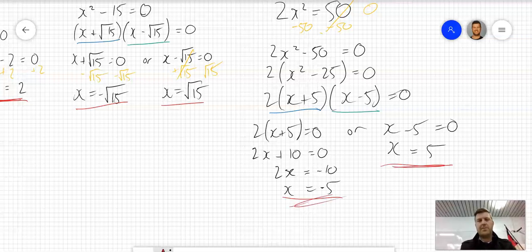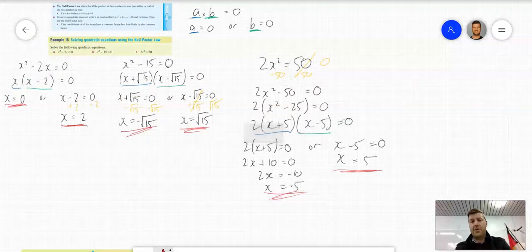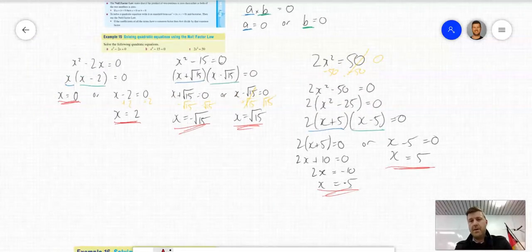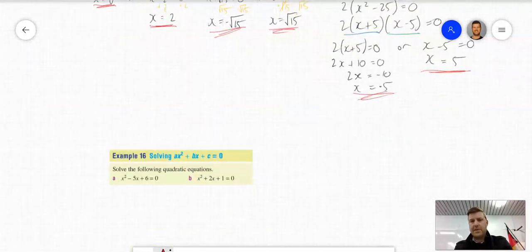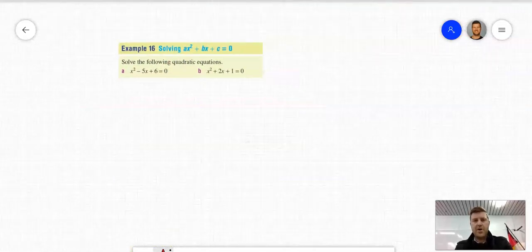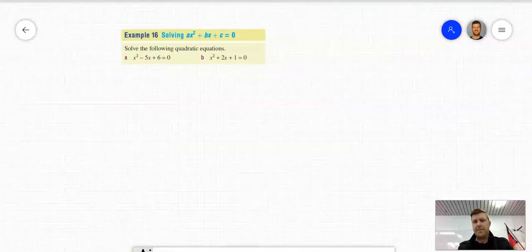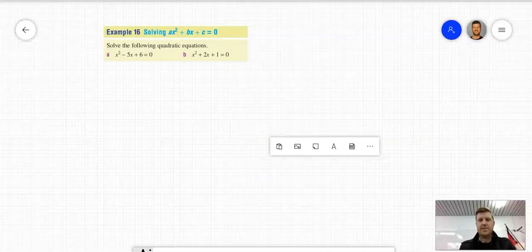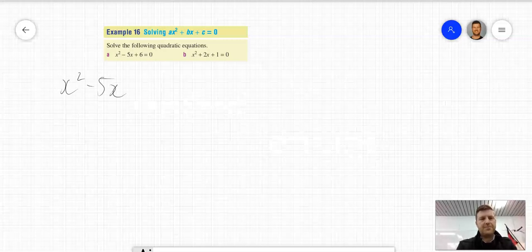In fact, the three examples I've given you so far all have two solutions, and it's really important that you give both of those solutions. Okay. Now, the next examples I'm going to give you are a little bit different in that they are trinomials, but I've had a previous video showing you how to factorize these, and the process is still the same. So my first example here is x squared take 5x plus 6 is equal to 0.